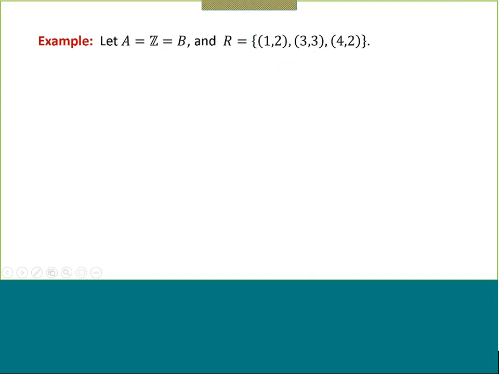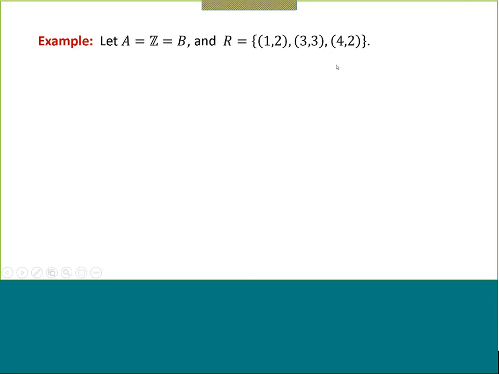So the first example, notice what it tells you. It tells you right here that your set A is a set of all integers. Your set B is also the set of all integers, and the specific relation that we have right here is comprised of these ordered pairs: (1, 2), (3, 3), (4, 4). And notice since both A and B are the set of all integers, all of the positions in our ordered pairs are integers.